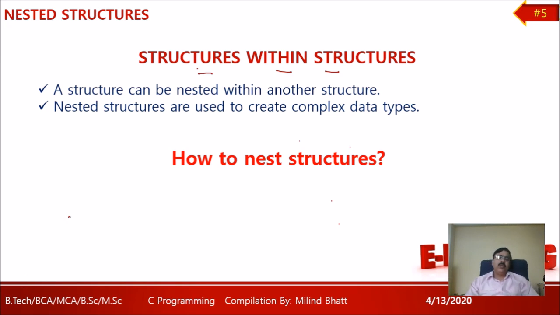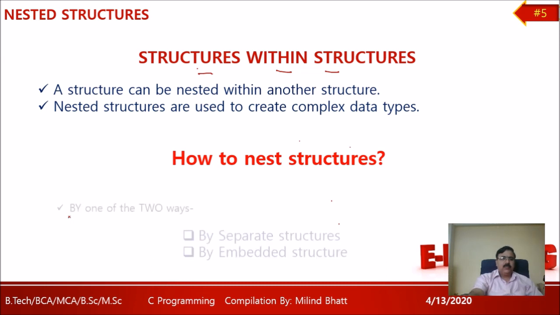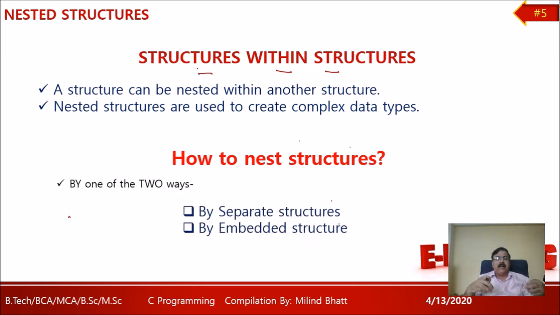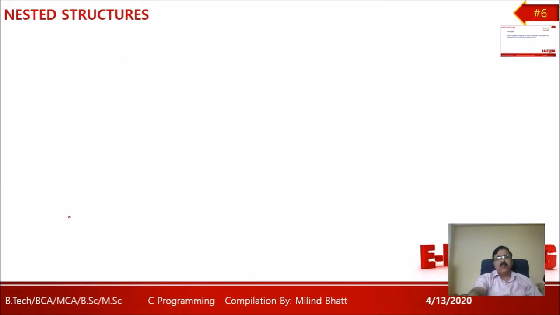Now, how to nest structures? They can be nested in code with the help of two basic criteria. First one is separate structures and another one is embedded structures. Let us see how separate and embedded structures are declared, and how you can relate them and easily identify what is a separate kind of structure and what is an embedded kind of structure. We will explain it with the help of a simple example. First, we will go for separated structure.